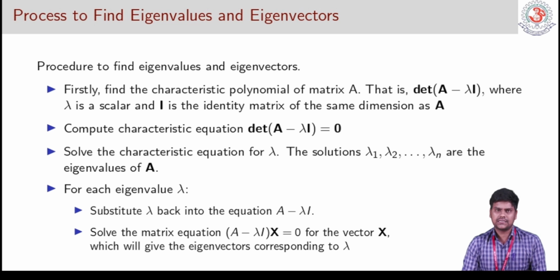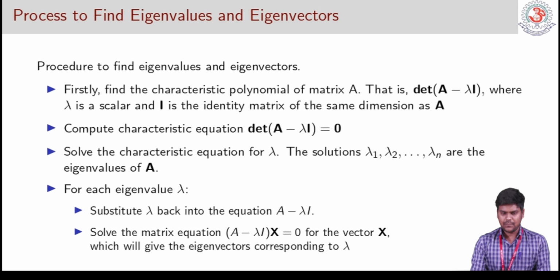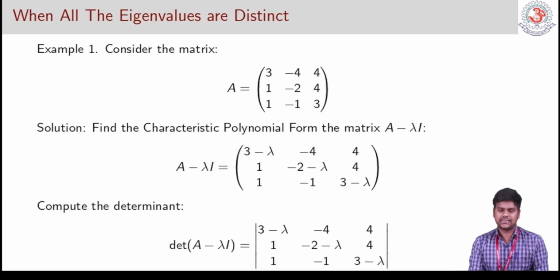By solving the characteristic equation, we will get our required eigenvalues. If A is an n cross n matrix, then we will get n eigenvalues. The eigenvalues may be the same or different, and 0 is also a possible eigenvalue. To find the eigenvector, first we need to back substitute lambda into A minus lambda I. After that, using the definition of eigenvalue and eigenvector, we can find the eigenvector. Next we move to the example section. If all the eigenvalues are different, we can see one example.